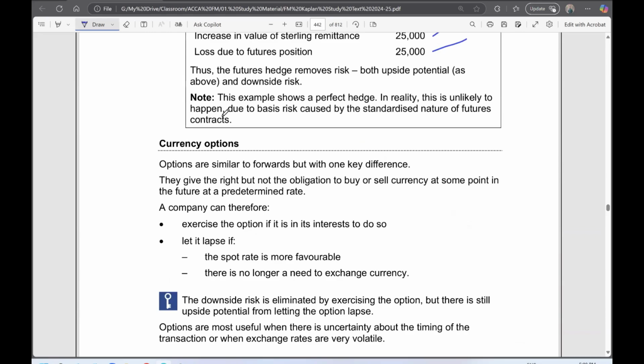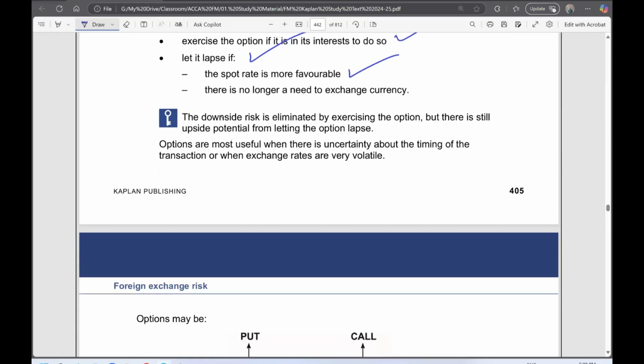Okay, so let me explain here. Options are similar to forwards, but with one key difference. They give the right, but not the obligation, to buy or sell the currency. I mean, we have no responsibility to take the opposite position. If we wish, we can; if we wish, we cannot. So we can exercise or we can lapse. If the spot rate has moved favorably, then why exercise? We lapse the option. But the downside is that we have to pay the premium cost here.